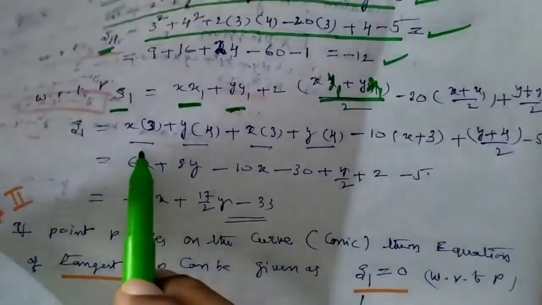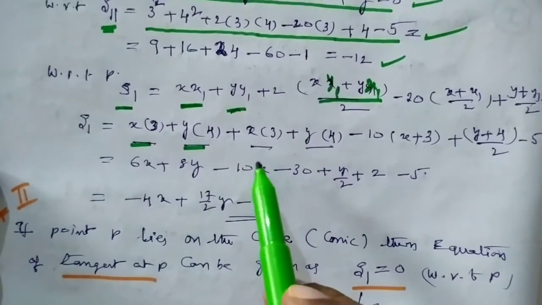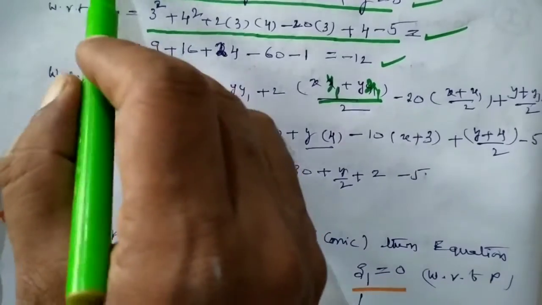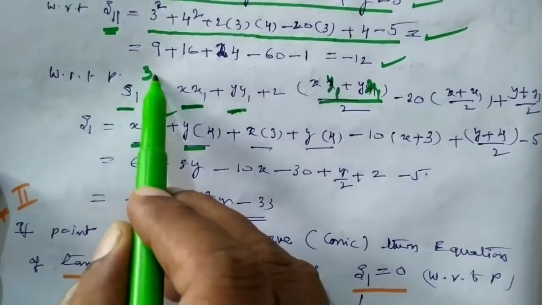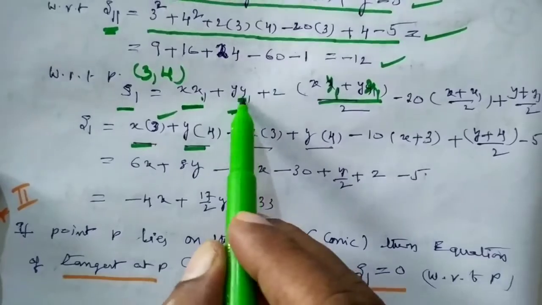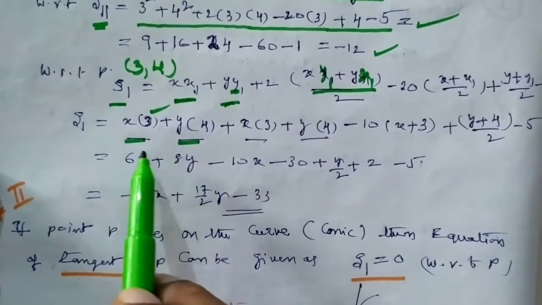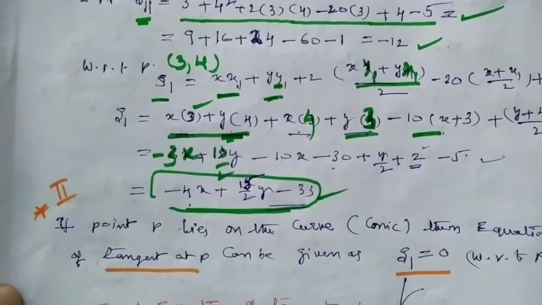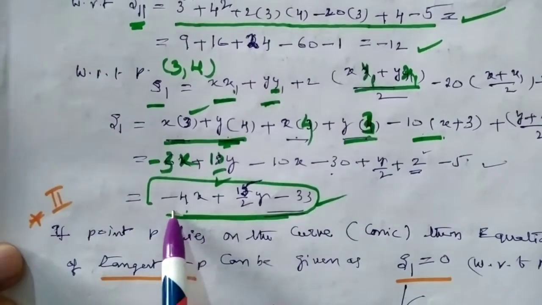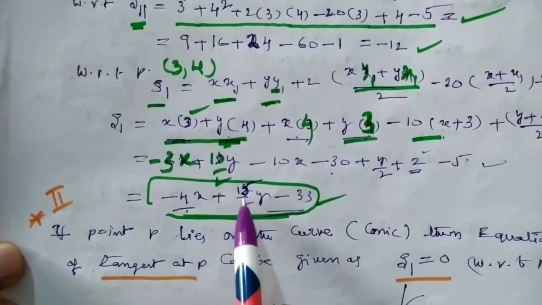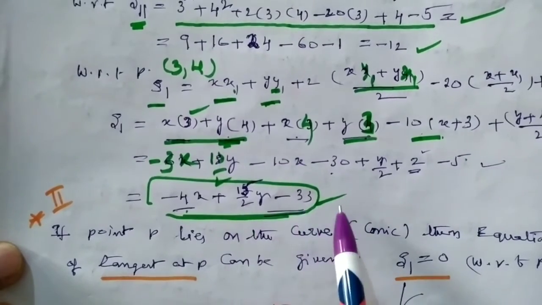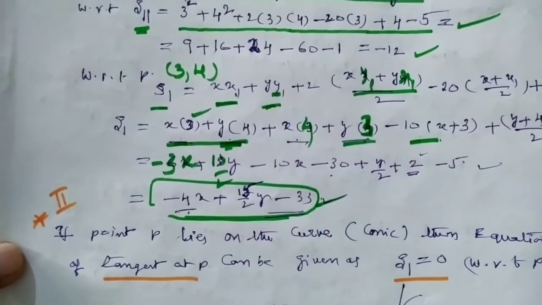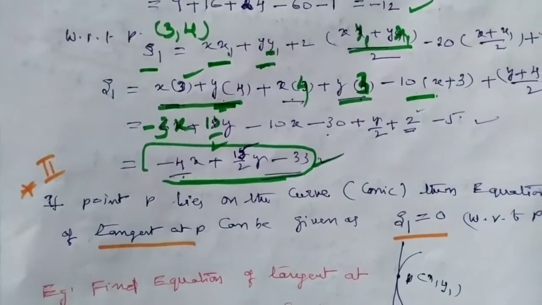By simplifying, you will get 3 into x plus 4 into y, as (3, 4) is (x1, y1). So (3, 4) is to be replaced in place of x1 and y1, and then you get this equation. By simplifying, finally you will get minus 14x plus 15 by 2 into y minus 33 is equal to minus 33. It is a linear expression. This is all about S11.